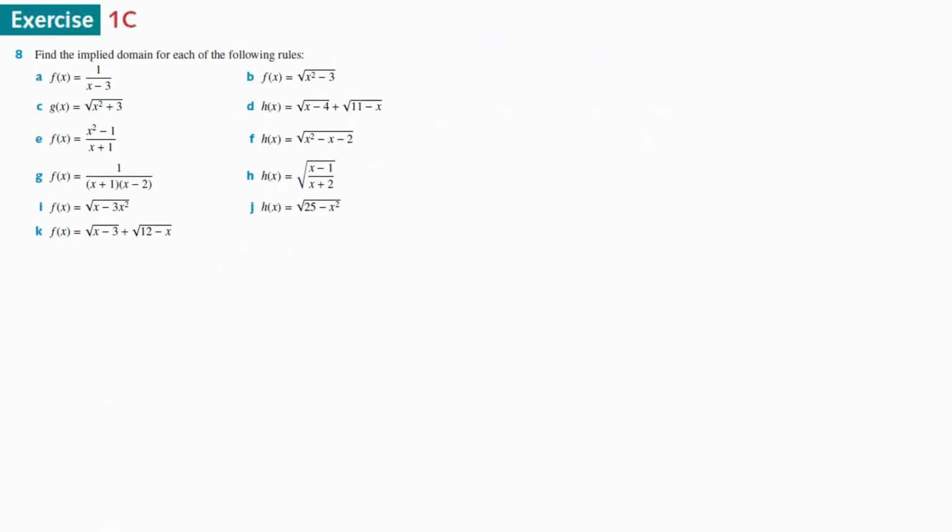The next one, question 8. Find the implied domain for each of the following. So again, same thing. Implied domain, you know, we know that the fraction denominator can't be 0, so I already know it can be any number except for 3. Because 3 minus 3 would give you 0, and you can't do 1 divided by 0. Okay, so the domain for the first one obviously would be x element of all real values except for 3. Okay, that's for the first one.